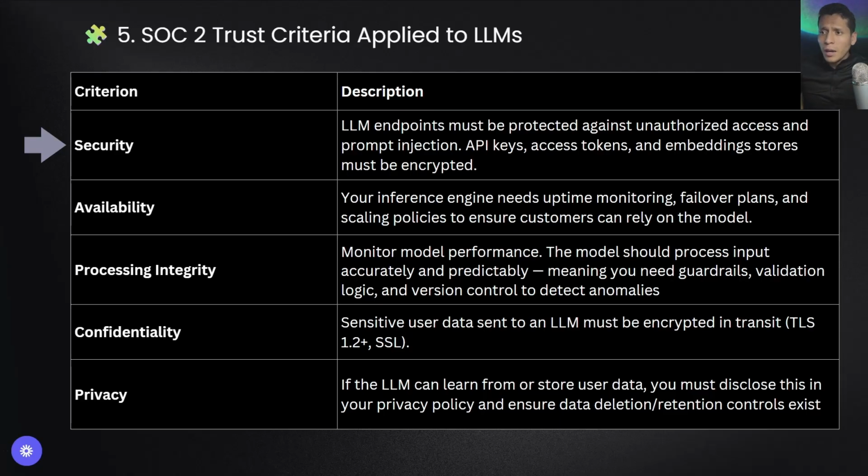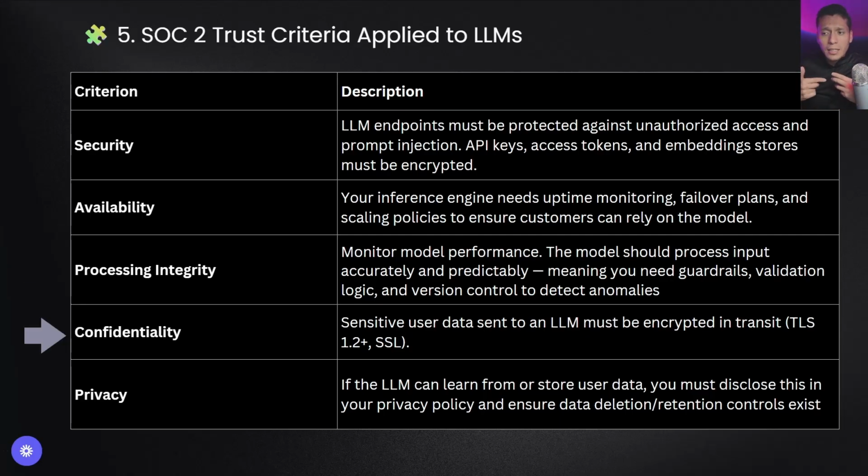Security means LLM endpoints must be protected against unauthorized access or prompt injection. API keys, access tokens, and embedding stores must be encrypted. Availability means that the inference engine needs uptime monitoring, failover plans, and scaling policies to ensure customers can rely on the model. Processing integrity means that we need to monitor the performance of the model, and the model should process input accurately and predictably. And this means implementing guardrails, validation logic, and version control to detect anomalies.